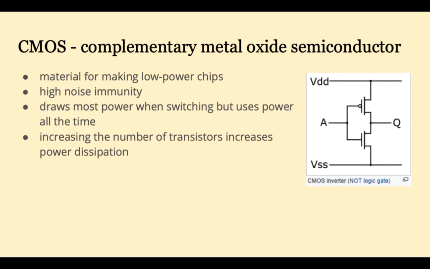CMOS, complementary metal oxide semiconductor material, is used in making low-power chips. Another benefit of this material is that it has high noise immunity. Here we see a simple inverter that has two transistors. This logic device will draw the most power when switching states, but it's going to use power all of the time. This is just a simple example of how increasing the number of transistors increases the power.